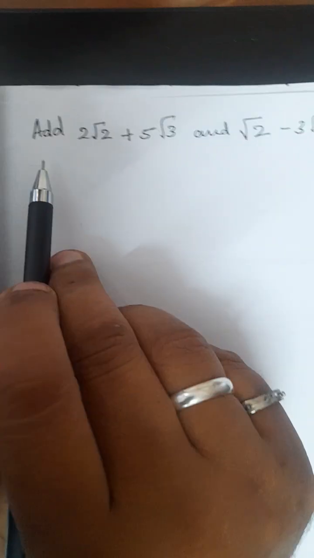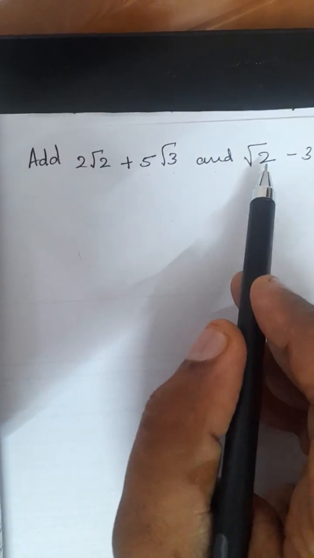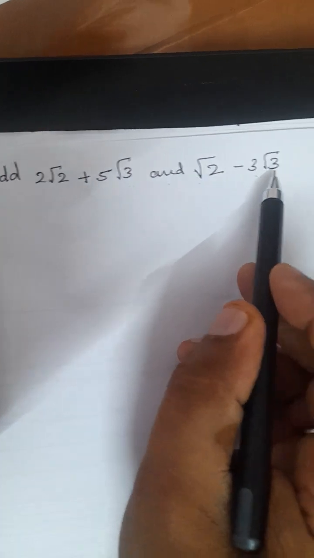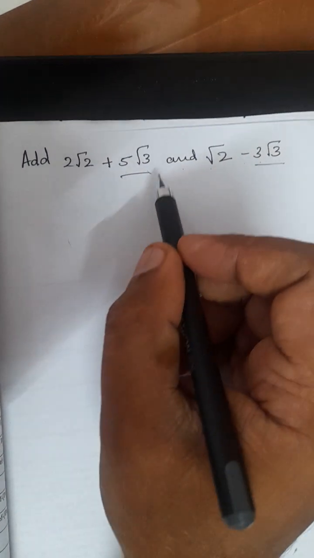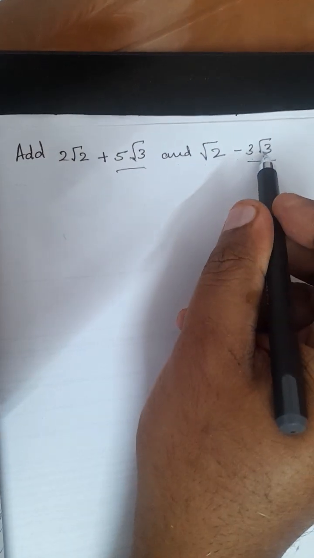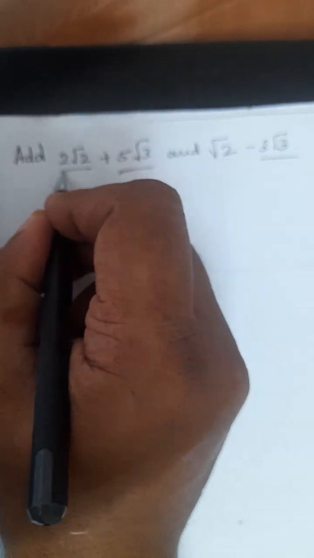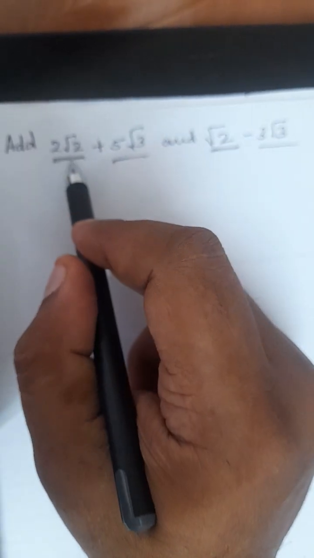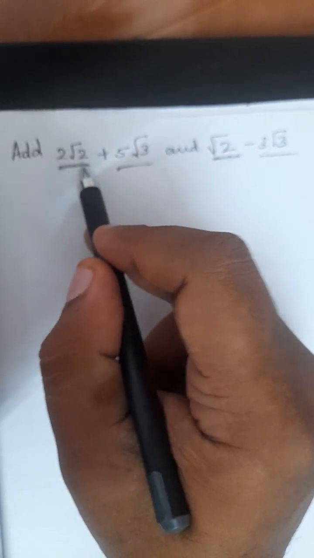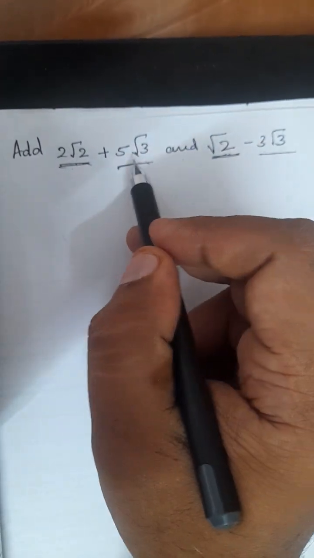Now let's see, the question is: add 2 root 2 plus 5 root 3 and root 2 minus 3 root 3. Now here these are like irrational numbers, because root 3 is common. So this is one set of like irrational numbers. And this is another pair of like irrational numbers, because it has root 2, right? And this is one pair, root 3.